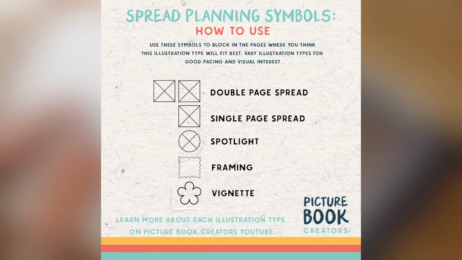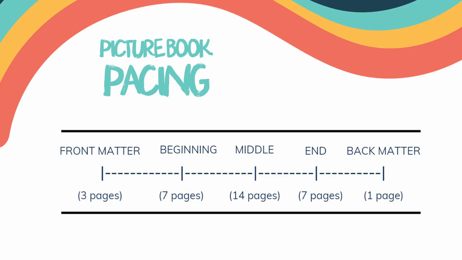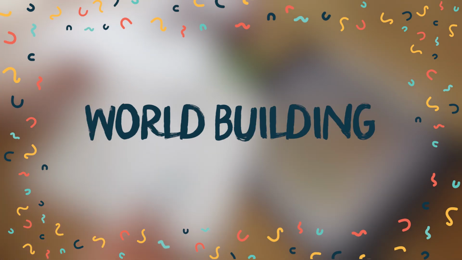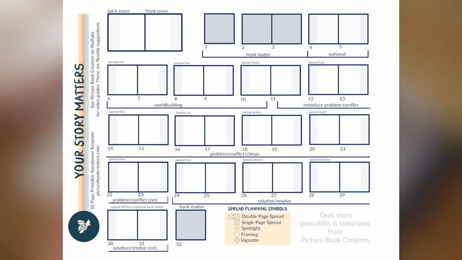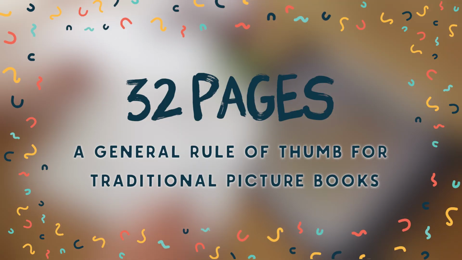And you'll see here all kinds of helpful little tools that this planner has built into it, including pacing guides for a narrative style picture book. It includes beginning, world building, middle, conflict, and resolution. These are for you to flex. You don't have to stick to them. They are meant for a 32-page picture book, which is a really typical length of book for a children's storybook.